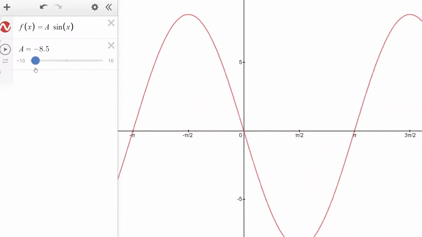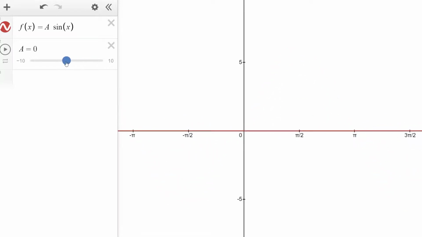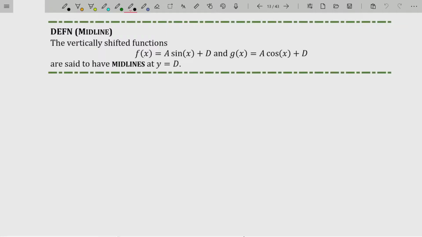So you can play with this. Go to Desmos and do this yourself. It's really fun to do. And yeah. Now let's talk about midline.